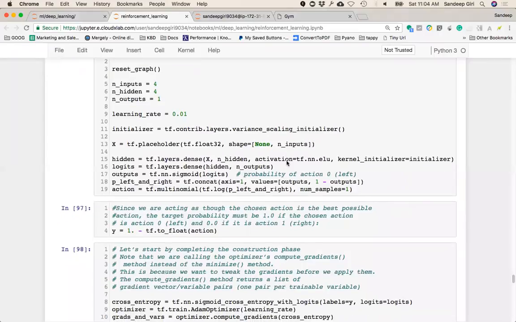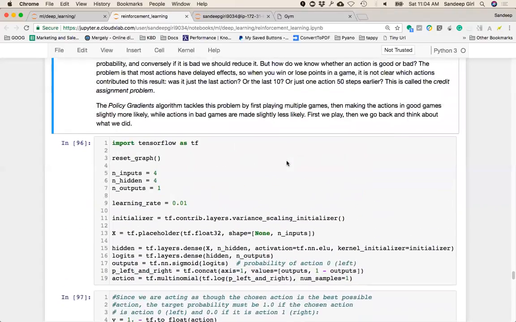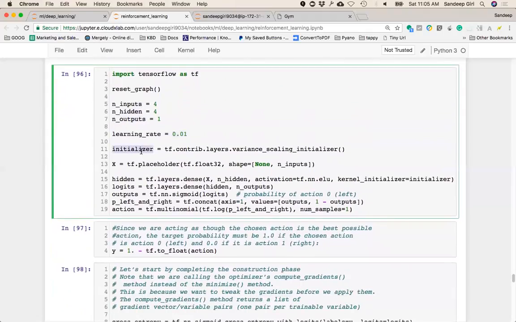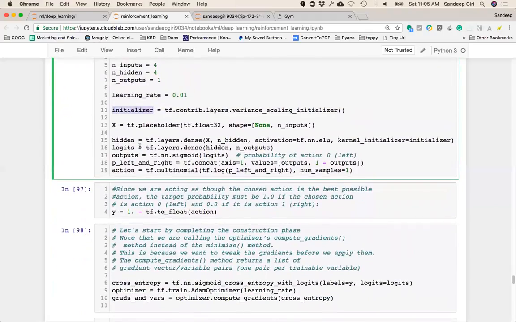All right, so let's take a look at this one. This is going to be an interesting exercise. Till here, everything is normal. We are importing TensorFlow, resetting the graph, and defining the total number of inputs as 4. One hidden layer has 4 neurons and the number of outputs is 1. Learning rate, as usual, we are going with 0.01. And the initializer is our function that would initialize each of the weights. This is the input placeholder, and then we have a dense layer with the activation function and the kernel initializer.